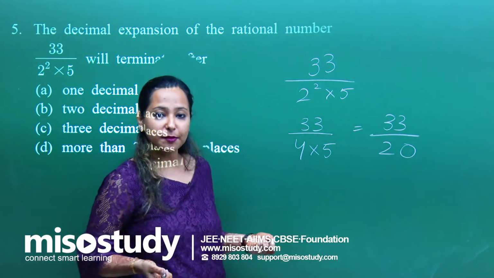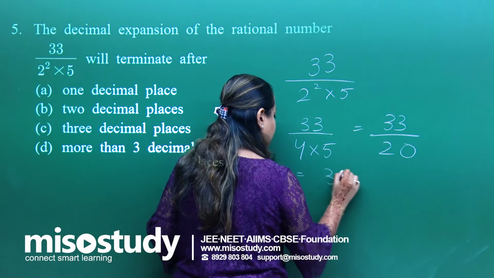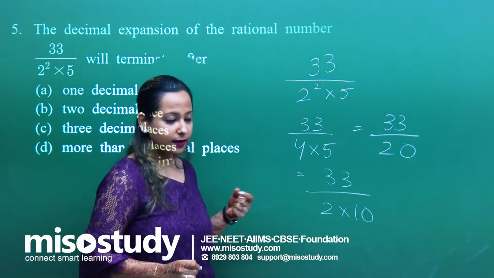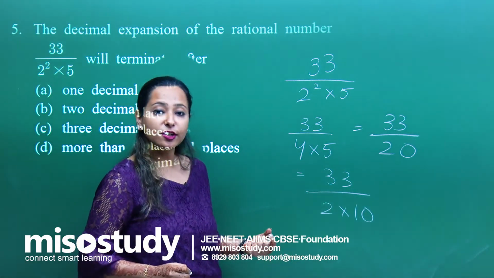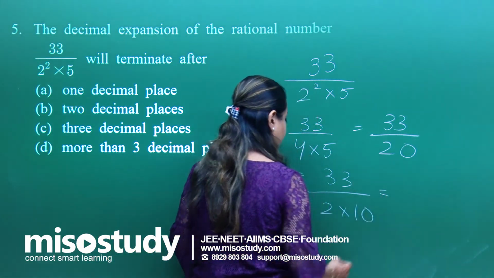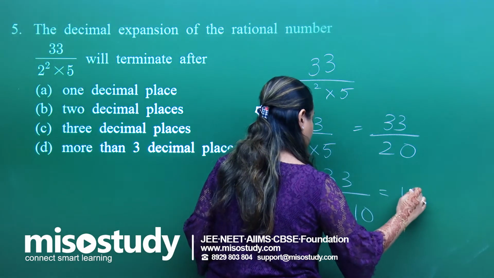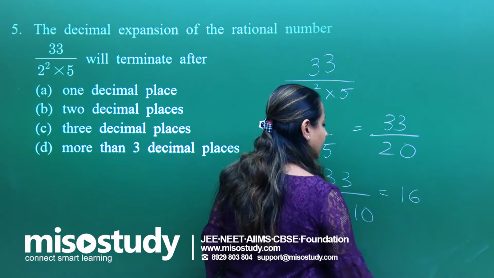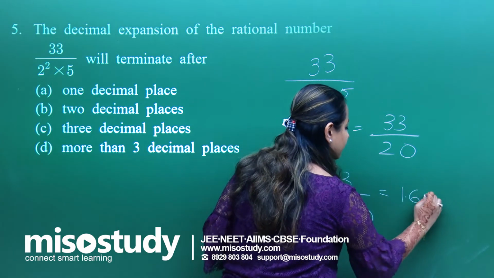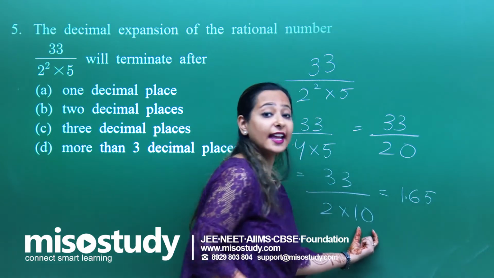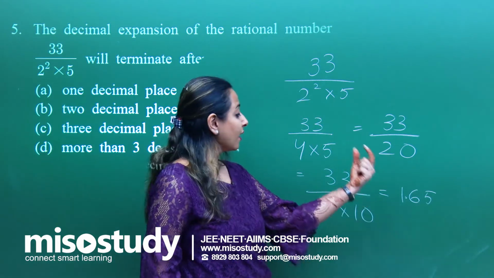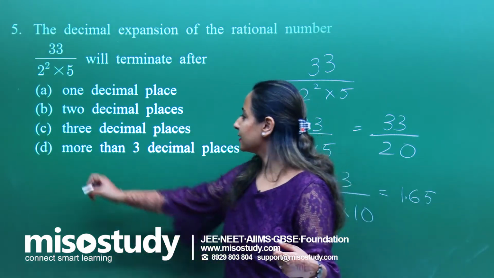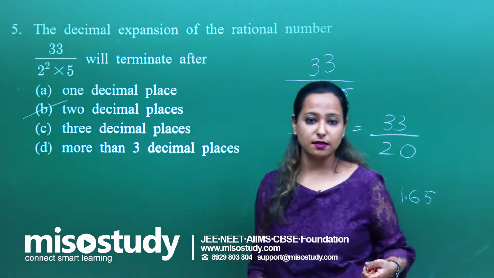Now this 20 can be written as 2 into 10, so 33 upon 2 into 10. So 33 divided by 2 will be equal to 16.5. Okay, there is a mistake. So what we can do is it's 1.65 because we have the 10 in the denominator as well. Now what we have observed is it ends after 2 decimal places. So option B is the correct answer.